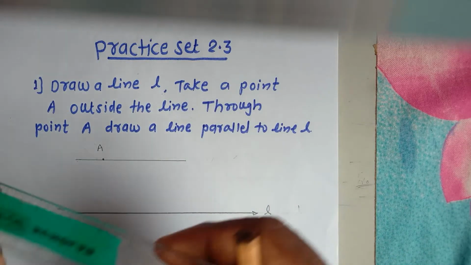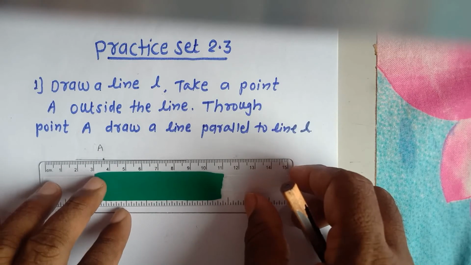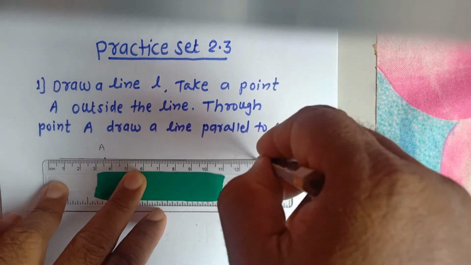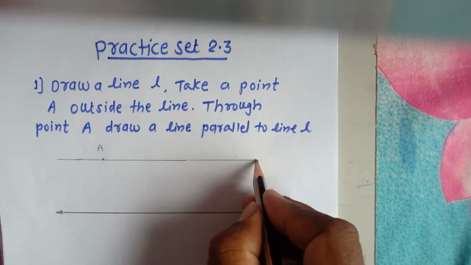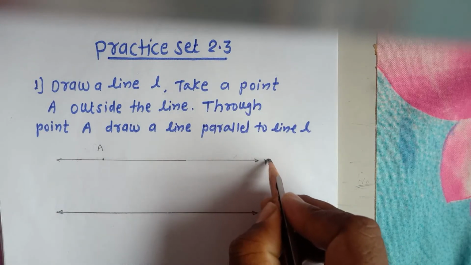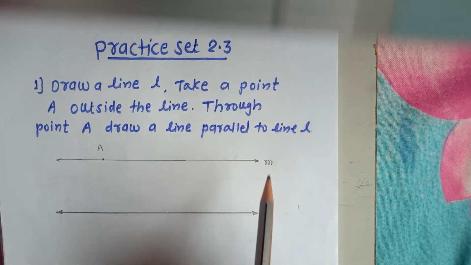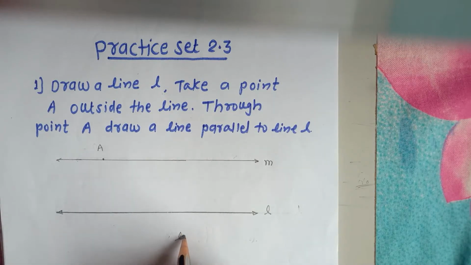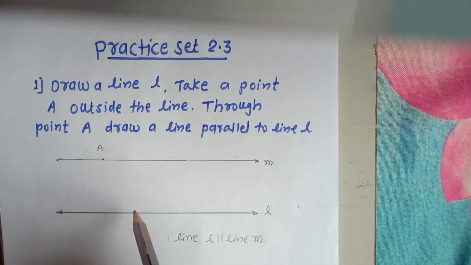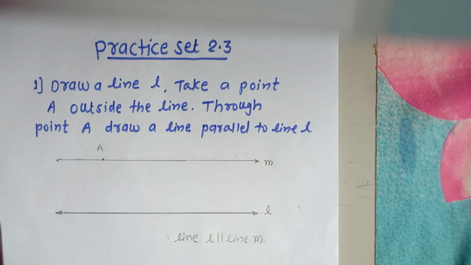Now extend this line on both sides in this way, and this line is line M. Now we have drawn line M parallel to line L, so we write here line L parallel line M. In this way we can draw any line parallel to a given line through any point outside the given line by using the set squares.